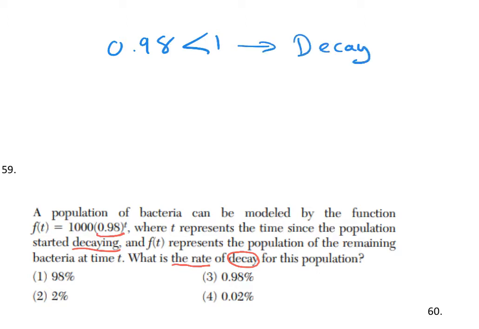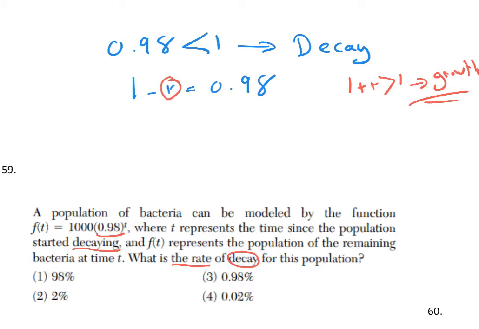Now, decay means 1 minus r equals 0.98. If I have 1 plus r, and it's greater than 1, we're going to call it growth. But we don't have that one. We have 1 minus r equals 0.98, and that's exactly what I'm going to look for. I have to look for the percentage. So let's solve for r here.